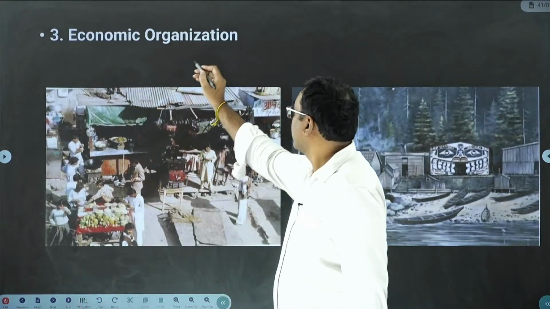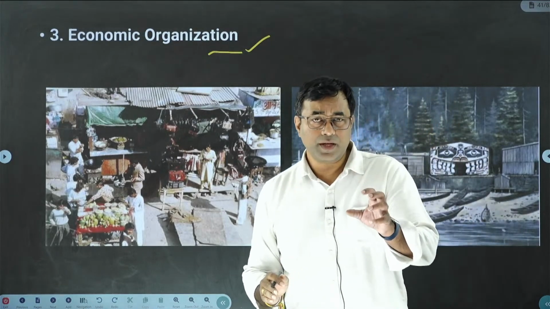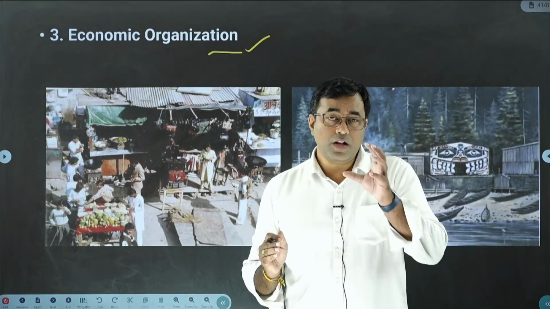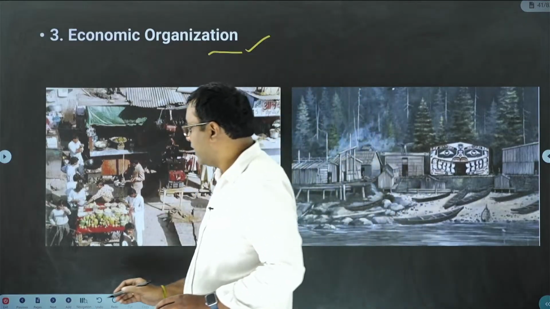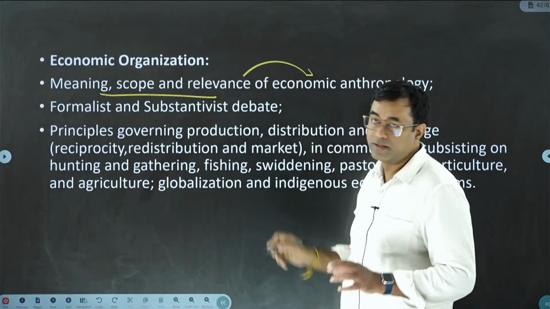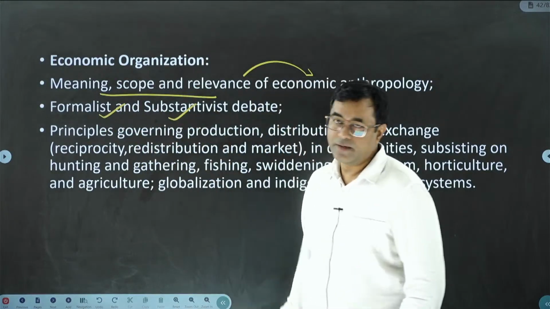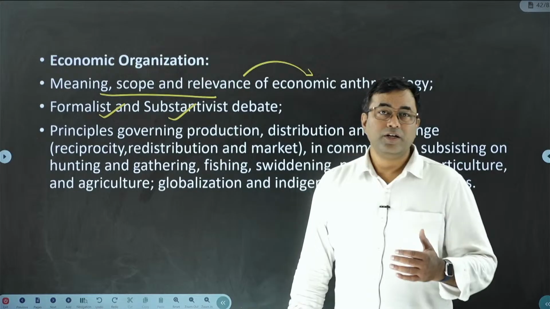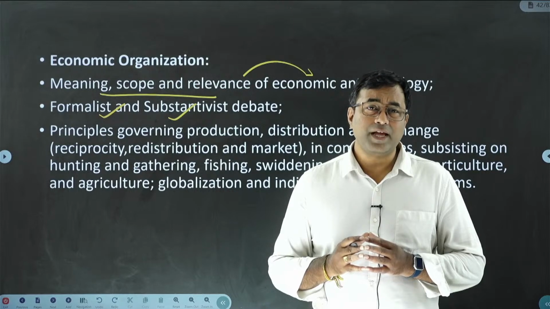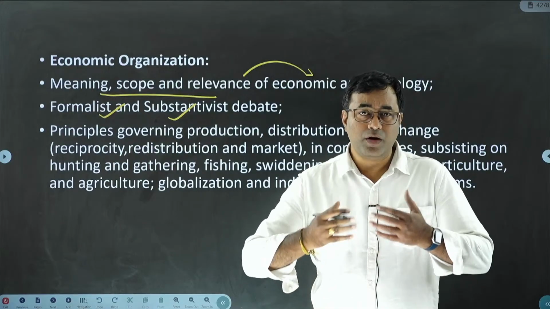Next one is economic organization. Economic organization means in any society, exchange of goods takes place, production of goods takes place, consumption takes place. All those principles are analyzed in the economic organization related chapter. Meaning, scope and relevance of economic anthropology is one of the topics we will discuss, and the formalist and substantivist debate. That means how the choice of goods and different types of locus of exchange, how economic anthropology has evolved over a period of time.